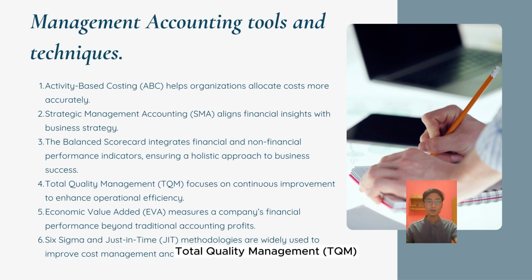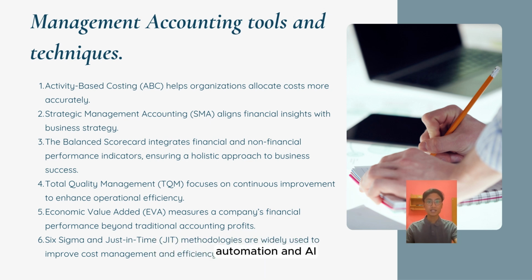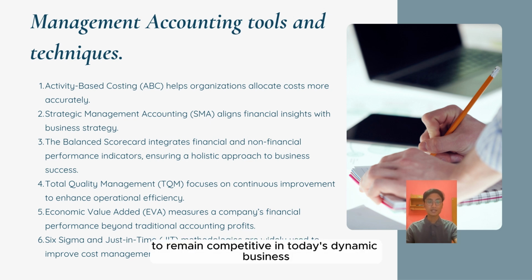Total quality management, which is TQM, focuses on continuous improvement to enhance operational efficiency, and economic value added, which is EVA, measures a company's financial performance beyond traditional accounting profits. Additionally, Six Sigma and just-in-time, which is JIT, methodologies are widely used to improve cost management and efficiency. With the increasing adoption of technology, management accountants must also embrace data analytics, automation, and AI-driven forecasting tools to remain competitive in today's dynamic business environment.